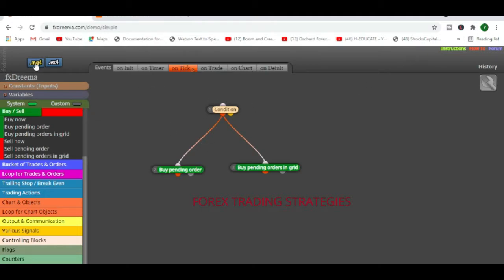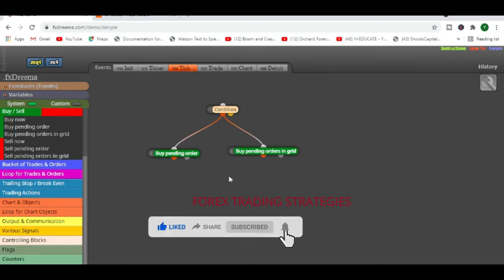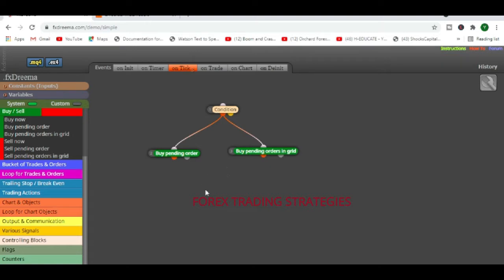You can only program things in MQ4 and EX4, like Metatrader 4. The free version, you can only make robots in Metatrader 4. I think I'll leave links to some of the videos that I did making robots with this platform.